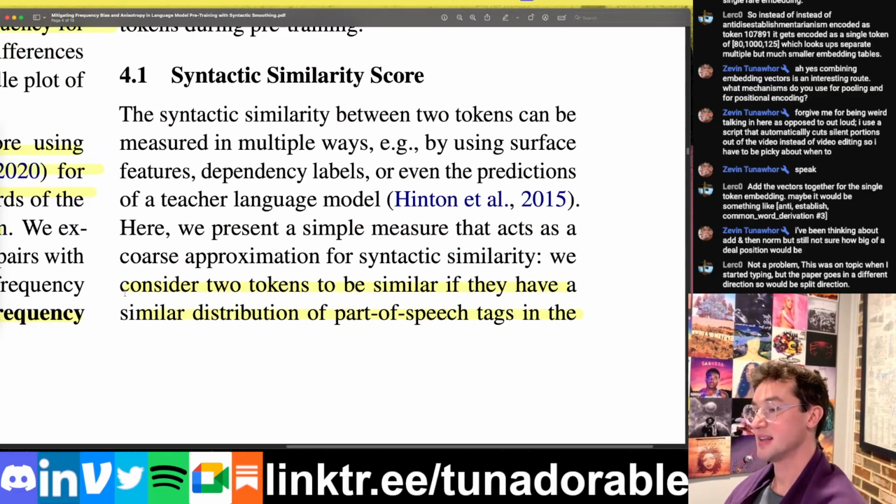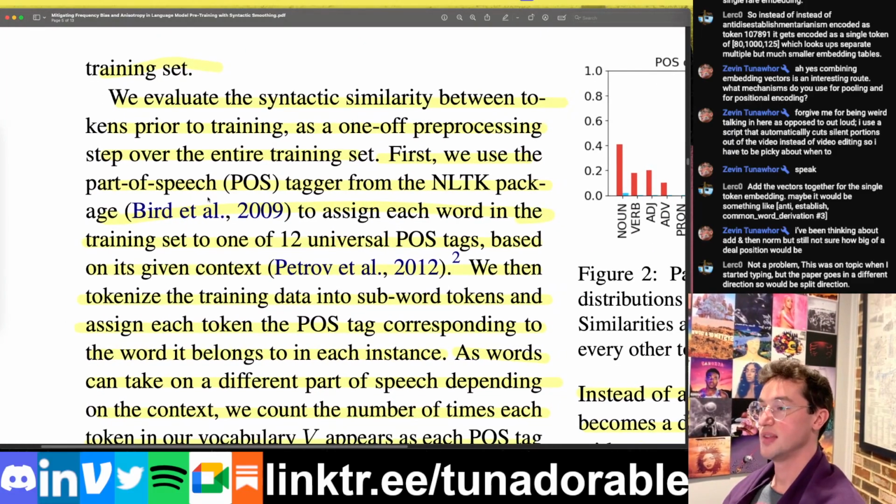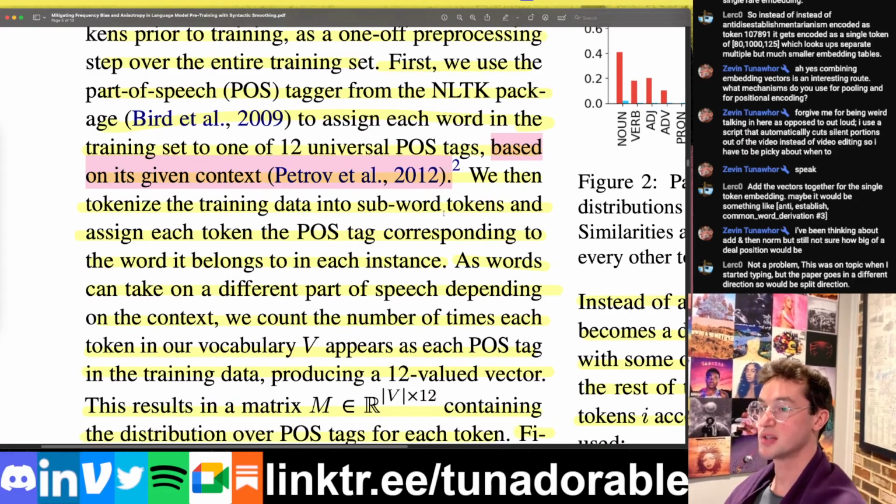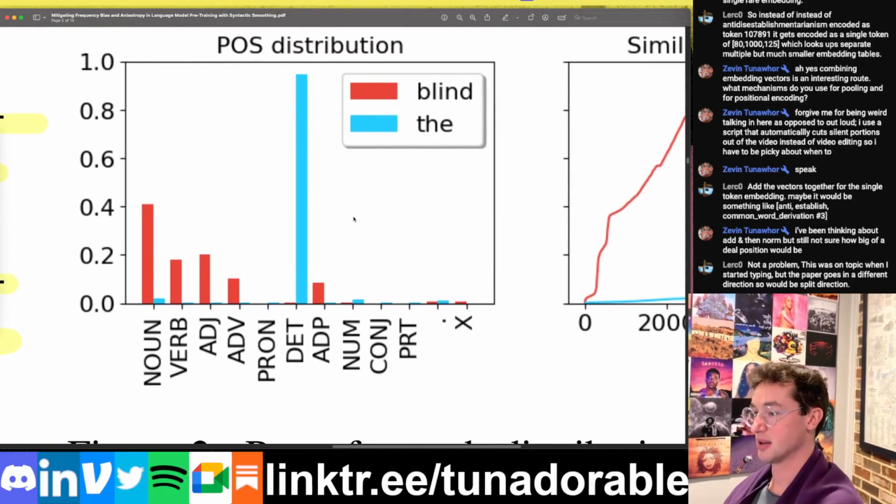So first off, they consider two tokens to be similar if they have a similar distribution of part of speech tags in the training set. This is a one-off pre-processing step over the entire training set. Basically, they get part of speech tags from some Python package, I believe called NLTK, which just assigns each word in the training set to one of 12 universal part of speech tags. This only works for English, I believe, and those tags are based on its given context, right? So every single word gets labeled as either noun, verb, adjective, pronoun, etc., right?